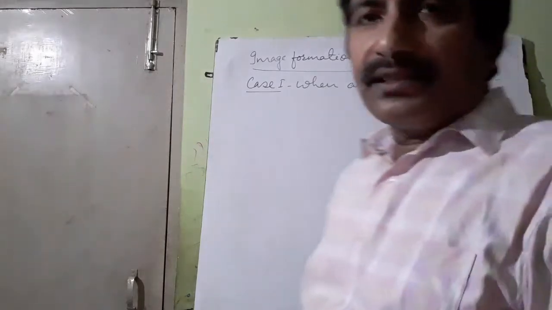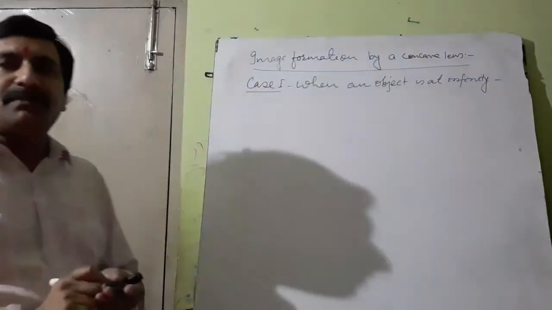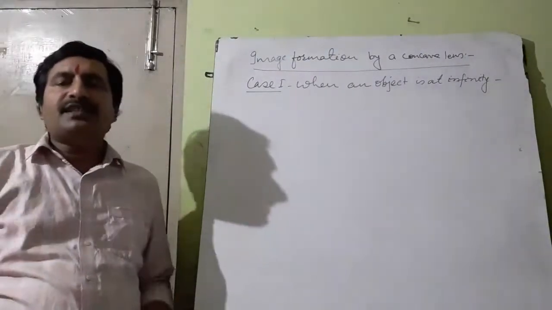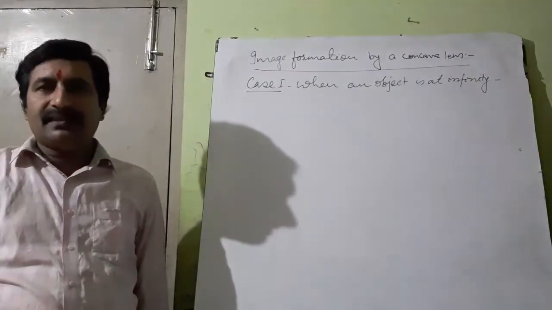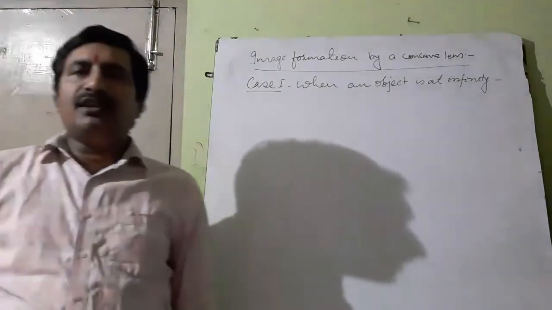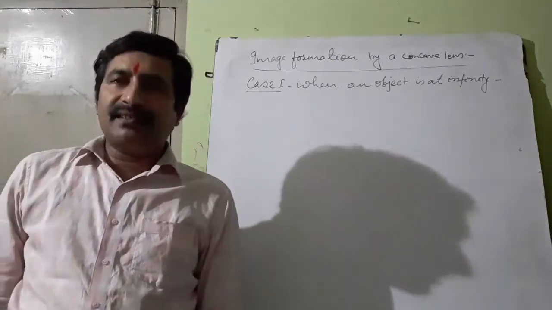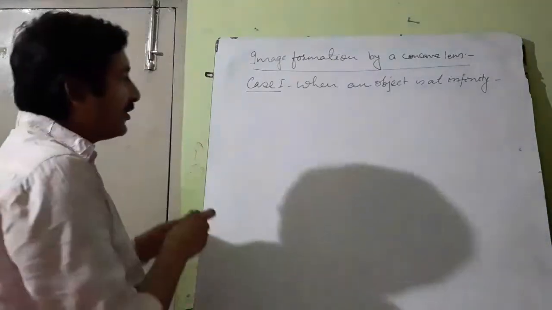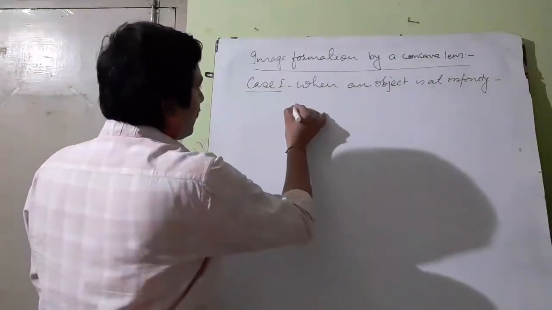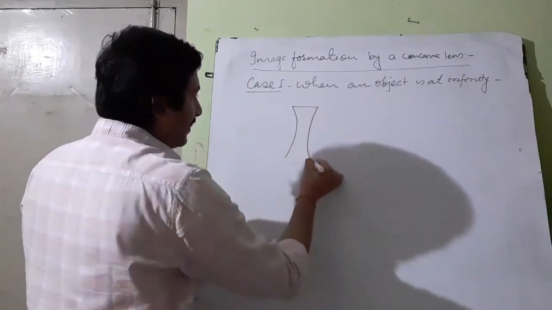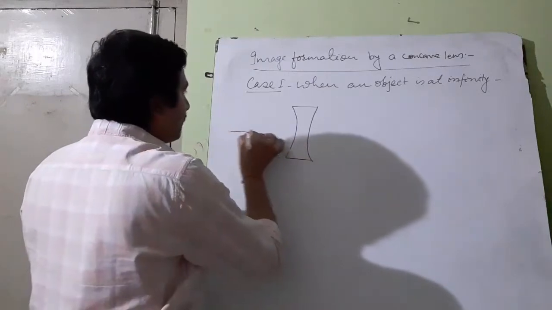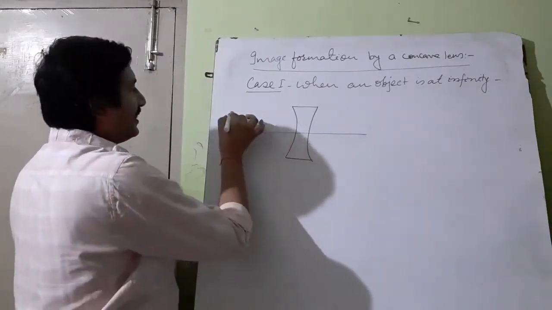You already learned the meaning of infinity. Infinity means the distance which is very, very greater than the focal length of the lens. It was also discussed there whenever you were learning mirrors, image formation by mirrors. So this is a convex lens, concave lens. You see, this is a concave lens, and the object is placed at infinity.